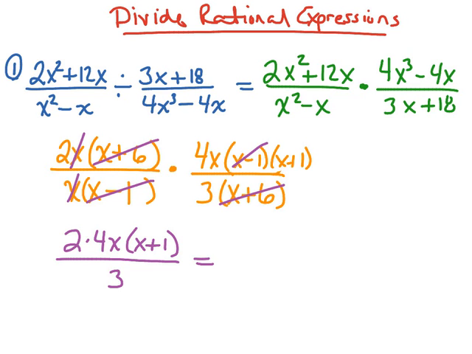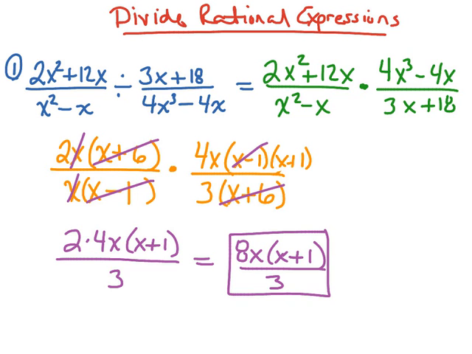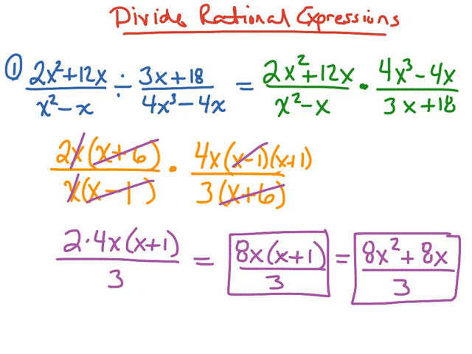Now I'm going to go ahead and simplify that a little more. If I multiply 2 times the 4x, that would give me an 8x. Of course, I still have the x plus 1 over 3. Now I could leave it in this form here, or I could take it a step further and actually use some distributive property and multiply 8x times x, which would give me an 8x squared. Multiply 8x times the 1, which would give me 8x. And of course my denominator would stay a 3. So this would be another option of writing our answer.